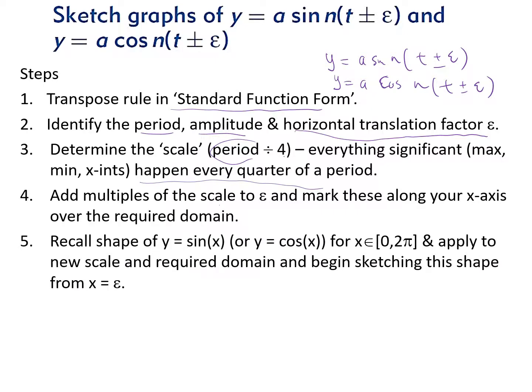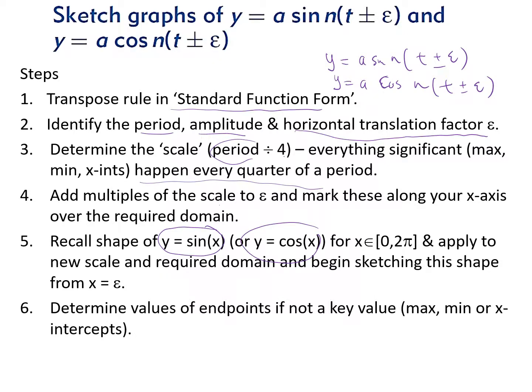Number 5 is remember the shapes, the basic shape of sin x and cos x for x from 0 to 2 pi, inclusive of the endpoints, and apply to the new scale and required domain and begin sketching this shape from x equal to epsilon. And number 6 is you determine the value of the endpoints, if not a key point. All right, the endpoints, the x-intercept, the y-intercept, of course.